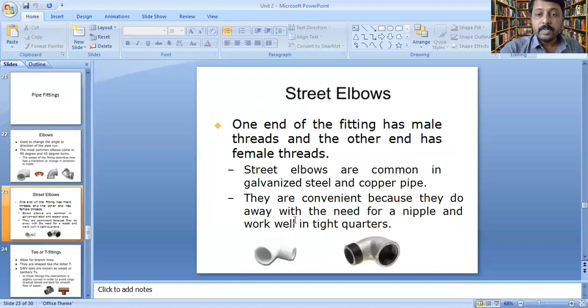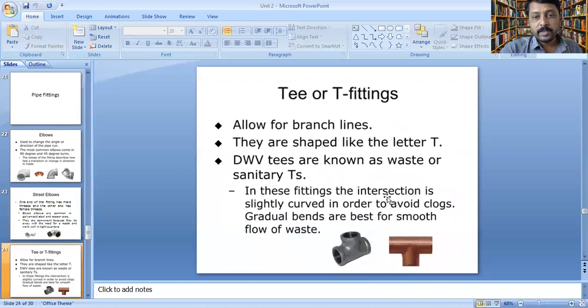In a street elbow, you can observe that one end is having internal threads, whereas the other end is having external threads. This is the basic difference between these two elbows, the standard elbow and the street elbow.